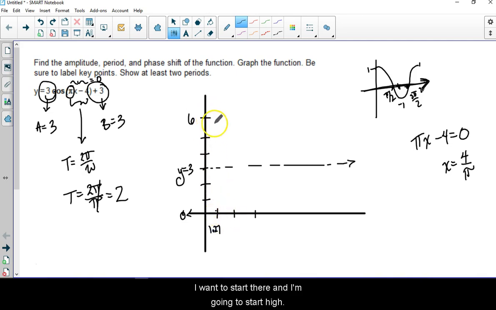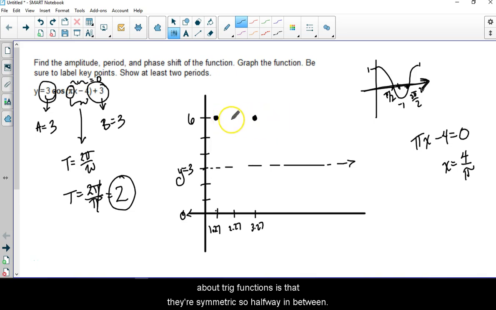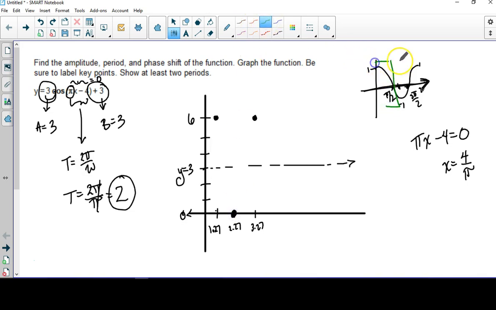And I'm going to start there, and I'm going to start high, because that's what you do with cosine. When you take 2 steps from here, so now I'm at 2.27, now I'm at 3.27, 2 steps, I'll have finished, so I'll be up here again. And the nice thing about trig functions, the only nice thing about trig functions, is that they're symmetric. So halfway in between, you'll hit your minimum. And then halfway between each of these halves, you'll intersect your line that you're oscillating around.